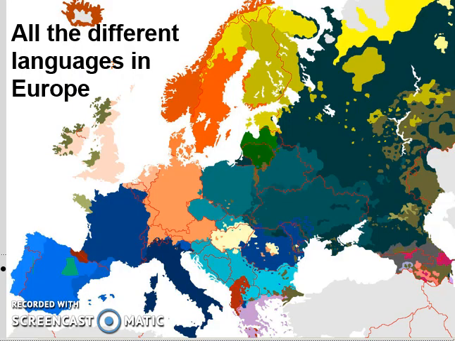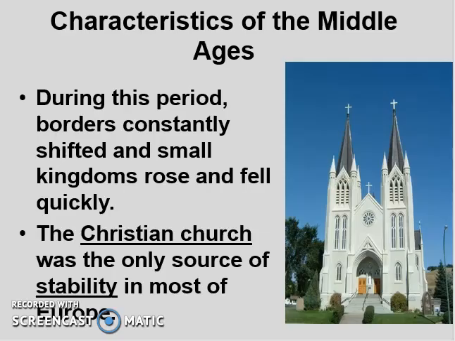So this just represents the idea that there were many different languages in Europe during this time, again causing separation between groups of people because they didn't have that ability to communicate as well. Other characteristics of the Middle Ages during this period: borders constantly shifted and small kingdoms rose and fell quickly, meaning there wasn't a lot of stability.